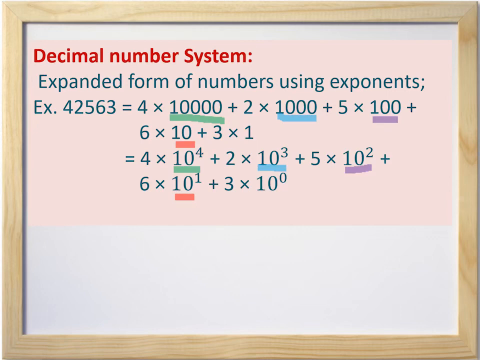And now, children, 1 can be written as 10 raised to the power of 0, since we know by the law of exponents that any number raised to the power of 0 is equal to 1. So, the number 42,563 can be expanded using exponents as 4 into 10 raised to the power of 4 plus 2 into 10 raised to the power of 3 plus 5 into 10 raised to the power of 2 plus 6 into 10 raised to the power of 1 plus 3 into 10 raised to the power of 0. Understood, children?